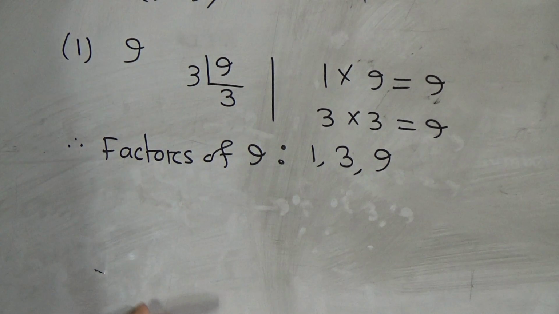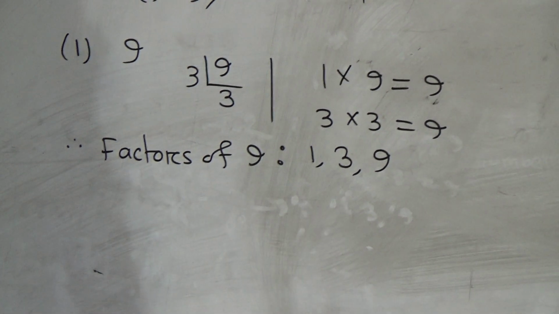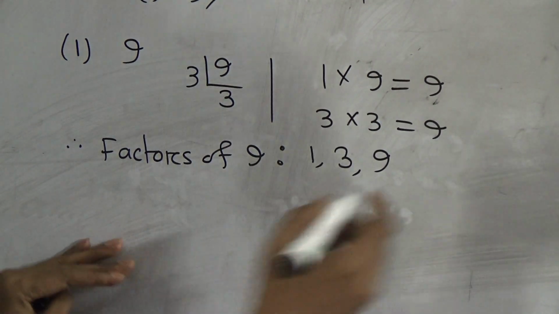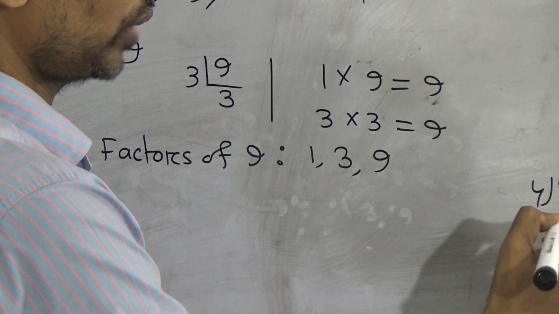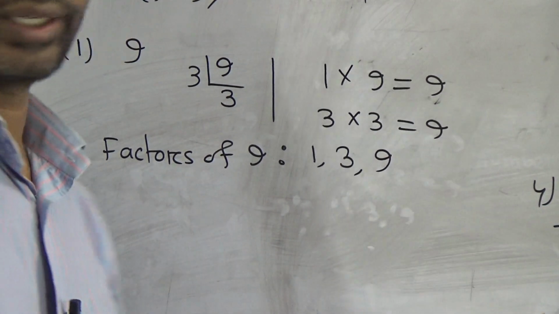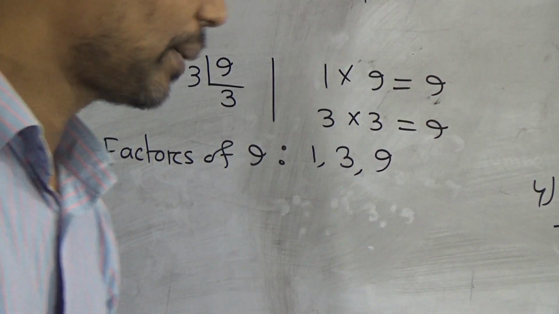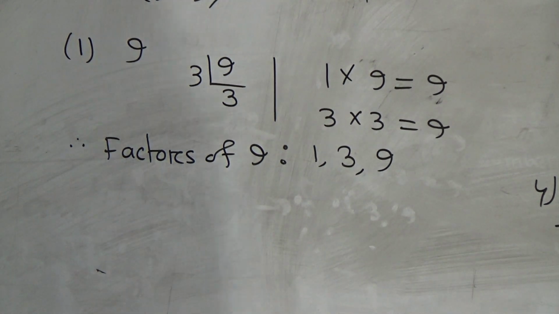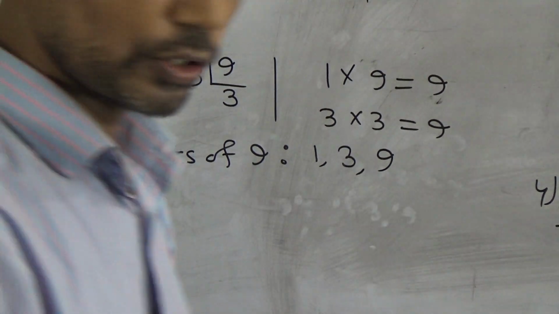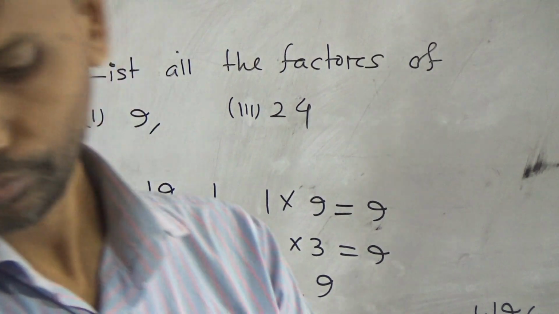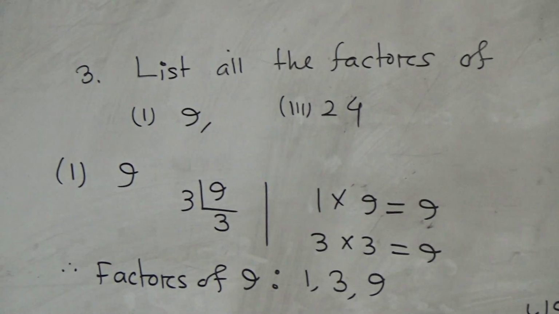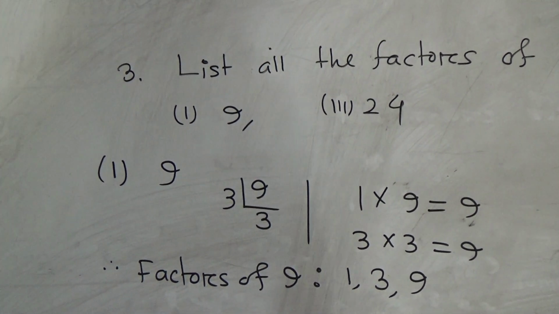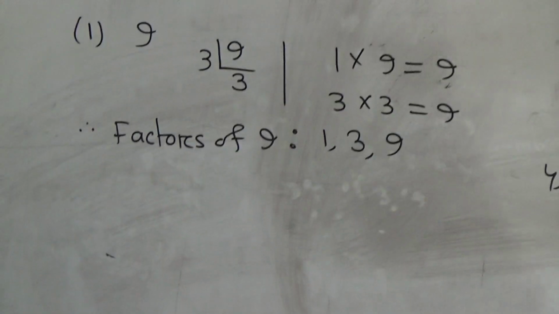How can you determine these are the factors of 9? Suppose 4 is not a factor of 9, because if you divide 9 by 4, then you get what? 4 twos are 8 and 1. 1 is the remainder. So 9 is not divisible by 4. As a result, 4 is not a factor of 9. Okay, student?